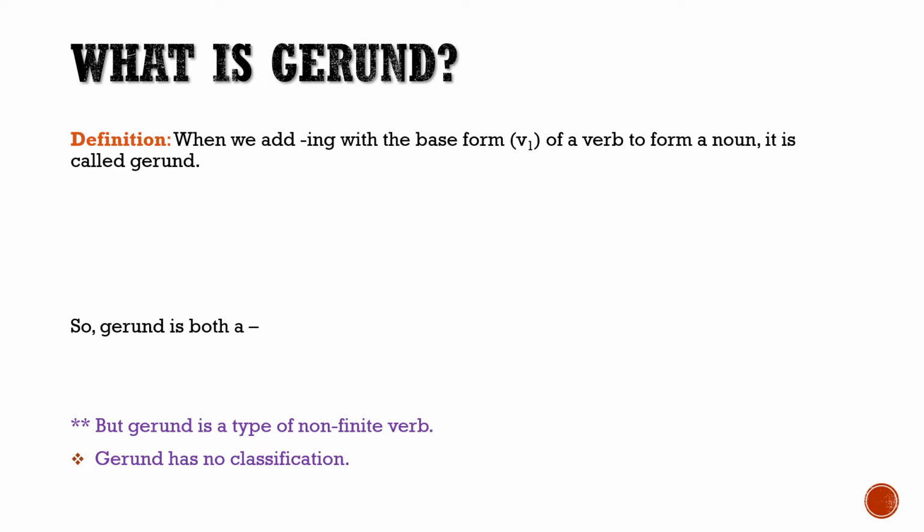So now let us know the definition of gerund. When we add ing with the base form or V1 of a verb to form a noun, it is called gerund.